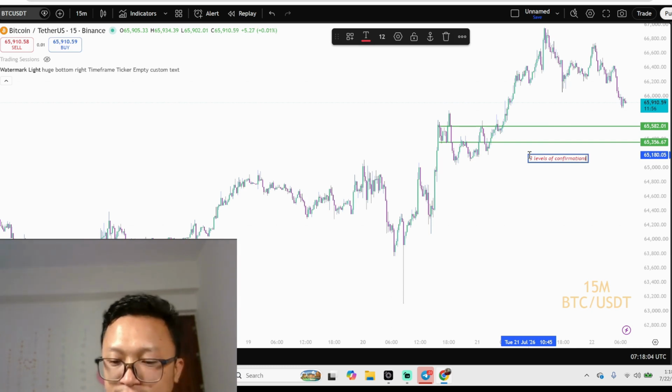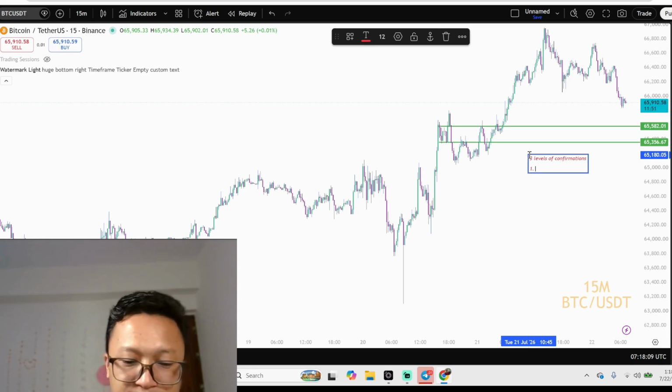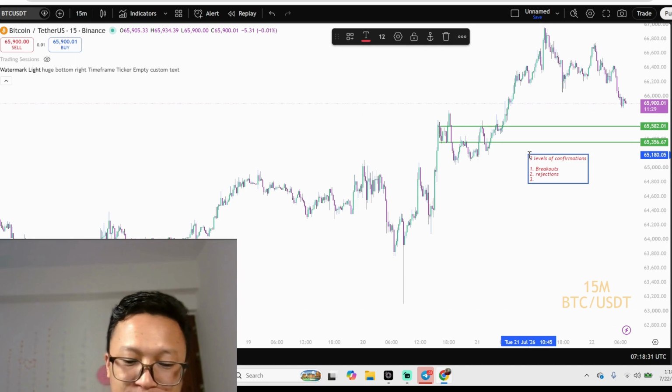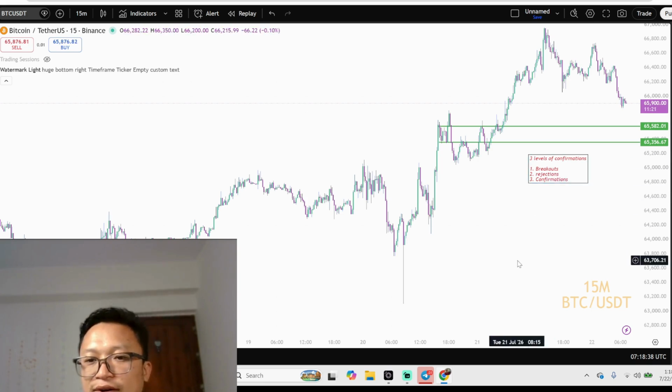The first thing is breakouts. We require some breakouts. The second is a rejection. Rejection, not ejection, that is a rejection, guys. The second is rejections, and the third is going to be confirmations. Let's say confirmations.